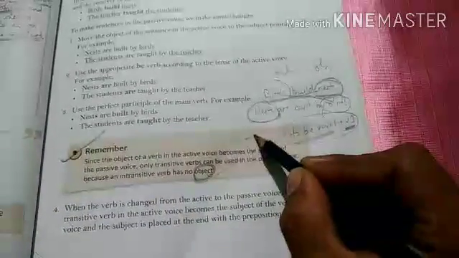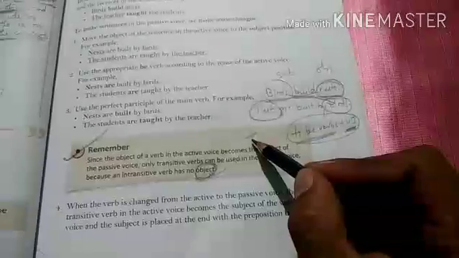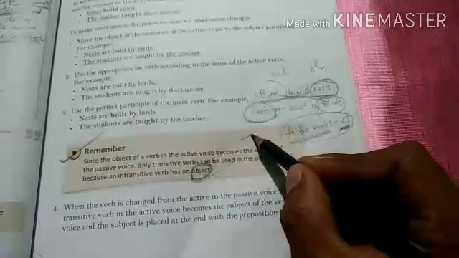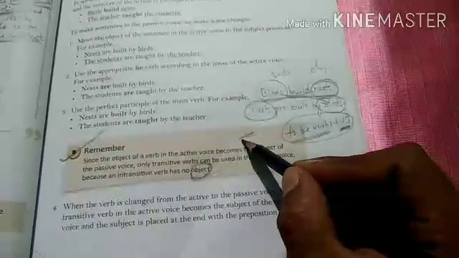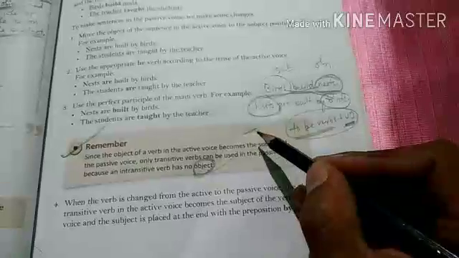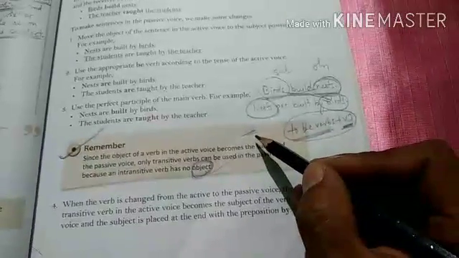Why transitive verbs? Because we know that transitive verbs are those verbs that have objects in sentences.